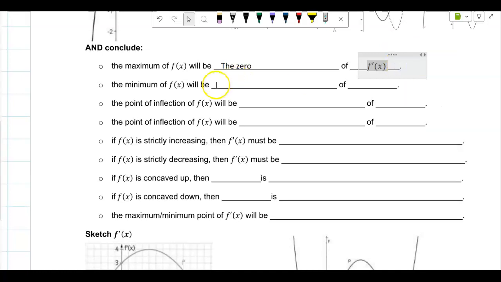The same for the minimum, next one. The minimum will be what? Zero of f dash x. Minimum will be the 0 of f dash x. The point of inflection will be the turning point.